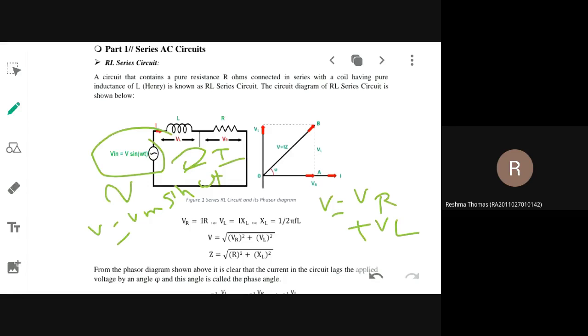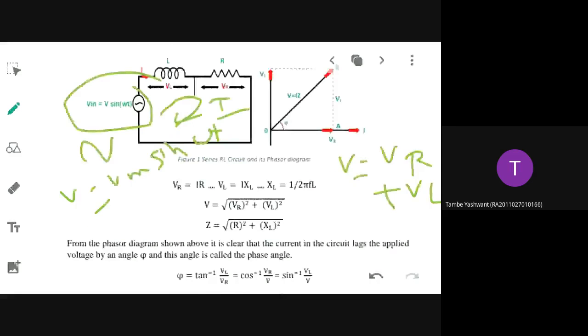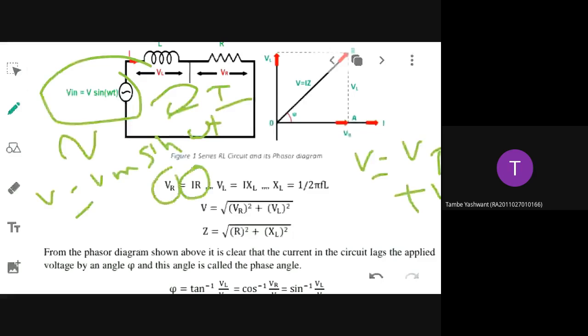What is the formula for the voltage across the resistance by using Ohm's law? IR. IR is the formula for the voltage across the resistor. Now in the same fashion, if I want to represent the voltage across the inductor, what will be the formula? L into di by dt. All those things you already derived, so no need to go into the origin. Final relationship, what is the voltage across the inductance?